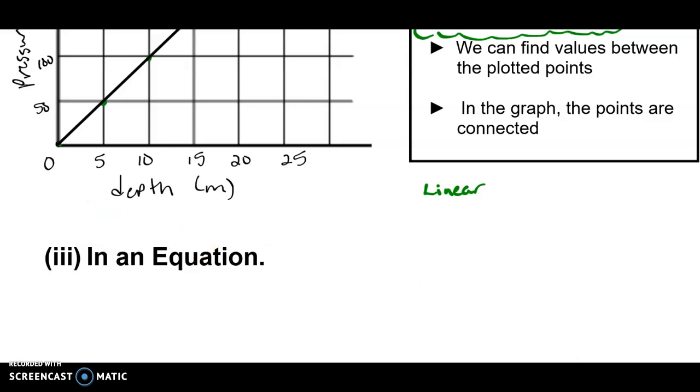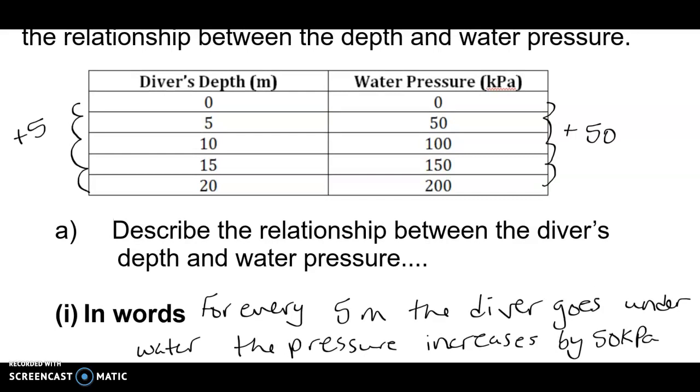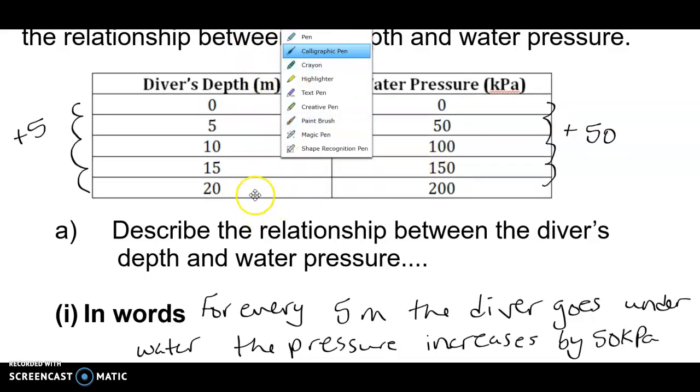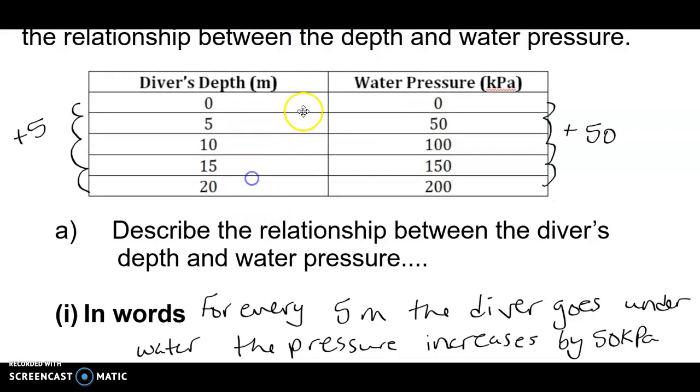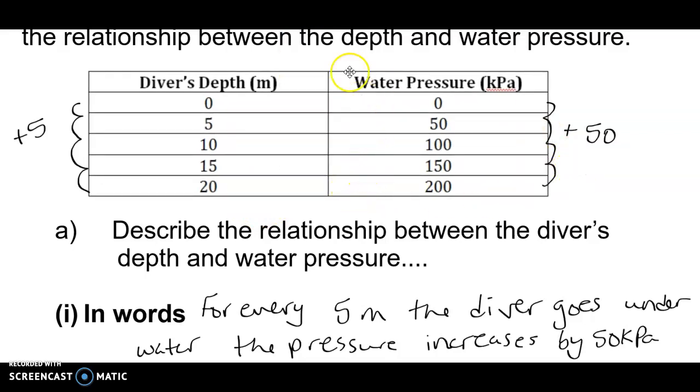So if we look at our table, for every 5-meter descent, the water pressure increases by 50. If I look at my table, to go from 5 to 50, to go from 10 to 100, to go from 15 to 150, I'm multiplying by 10 each time. And that 10 is going to help me with my equation.